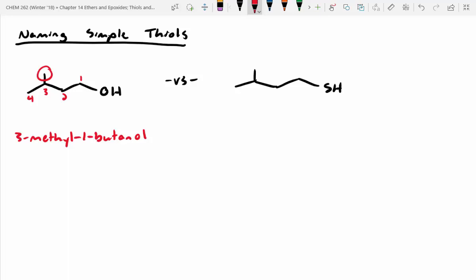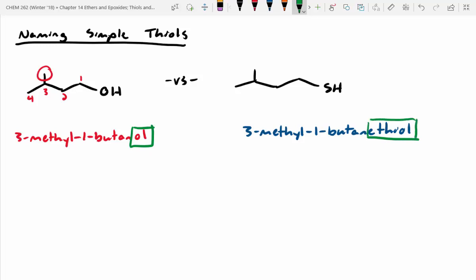All right, so then the question is, well, how does this differ whenever you have a thiol? The prefix is entirely the same. So I'd say 3-methyl-1-butanethiol. So really the big difference here is we change the OL to an E with a thiol behind it. It's actually a pretty simple naming convention for simple alcohols. Does that make sense?